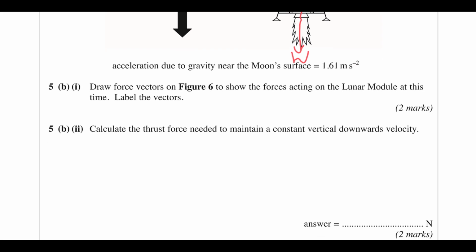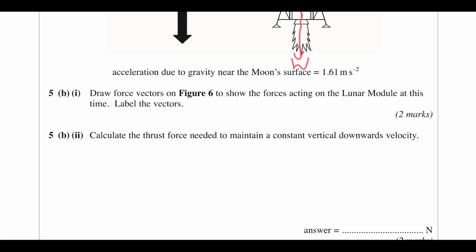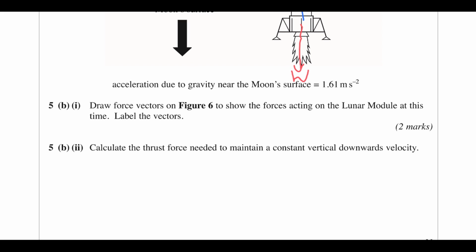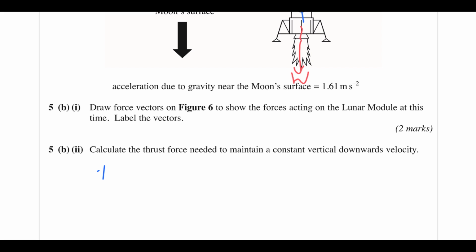So calculate the thrust force needed to maintain constant downward vertical velocity. So I said thrust is equal to the weight force, which is equal to its current mass times the gravitational field strength of the moon. So that's, it said it was 53% of its original mass. Was it 15,100?